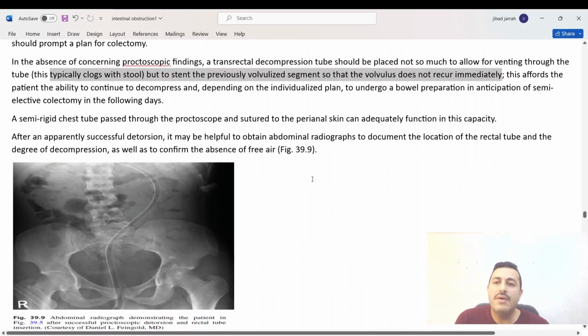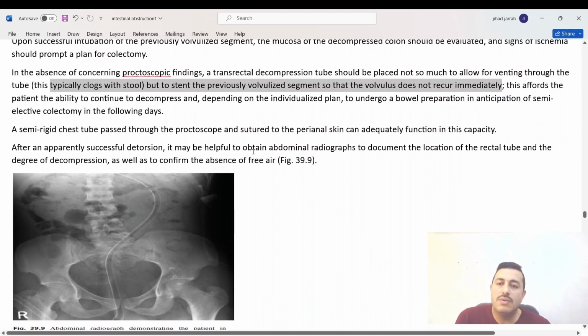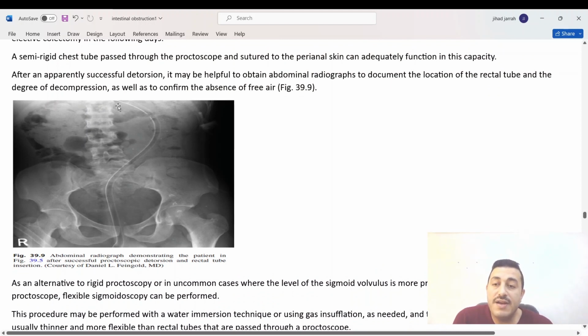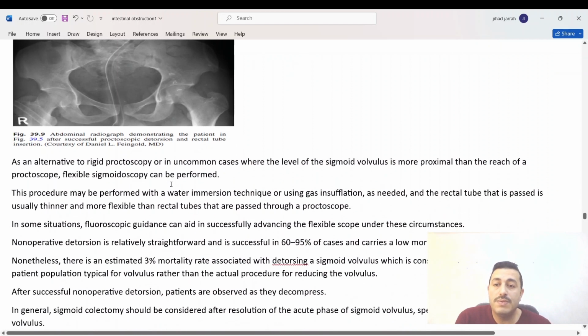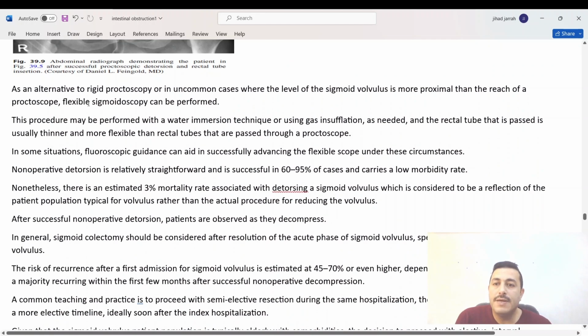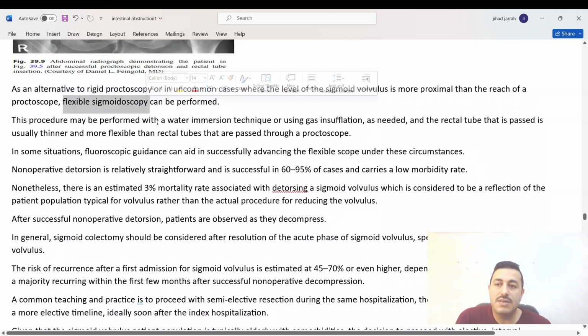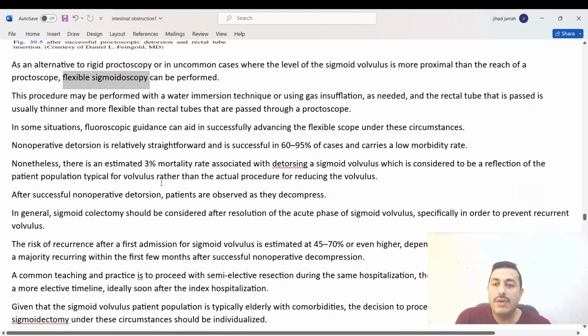Okay, they just explain here the proctoscope, anoscope, sigmoidoscope. They advise to do an X-ray after inserting the tube because you may perforate, and also to look for free air, and also to look for the level of your tube. You see here the rectal tube is advancing. They said here an alternative for the rigid proctoscope is a flexible sigmoidoscope.